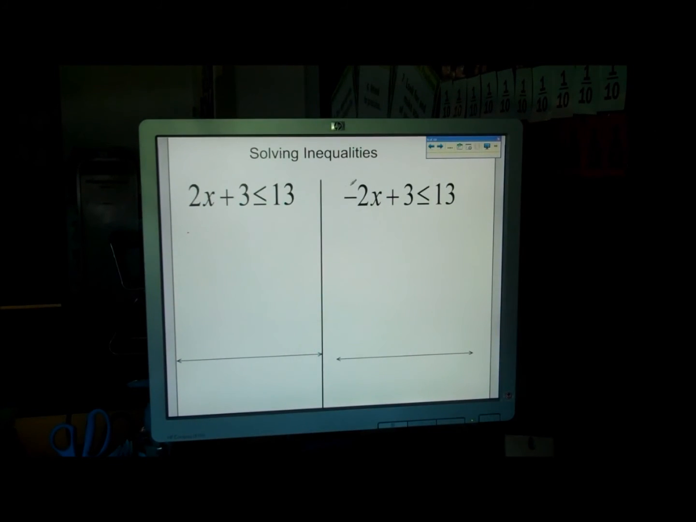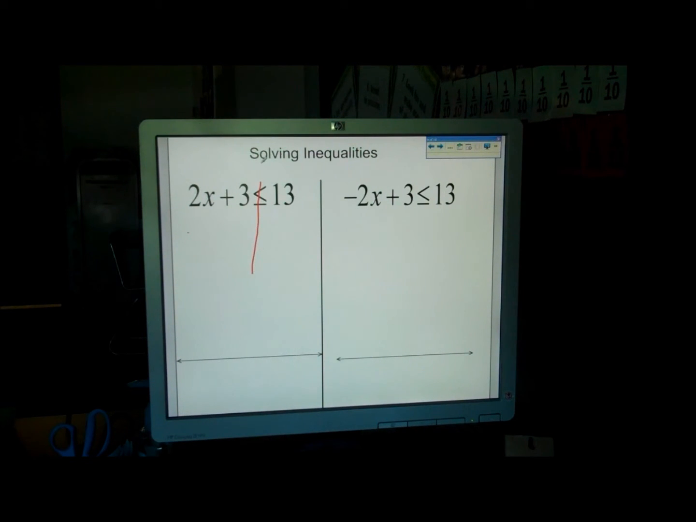Okay, lesson 4.1 continued. The announcements are over. The final section is solving the inequality. Okay, so this is just like a two-step equation. The only thing that's different is we don't have an equal sign. We have an inequality symbol. You do it the same way.